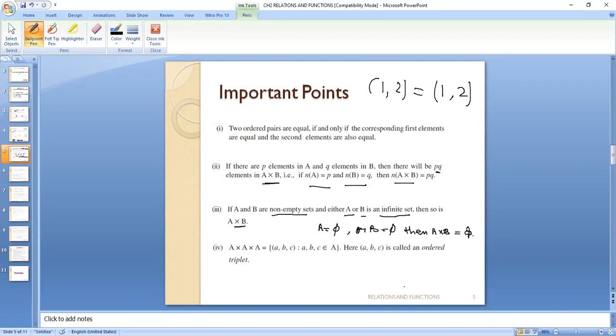Then the third, this is called an ordered triplet. A by A by A. We are taking the product of three sets, and the set is itself only the same set. Ordered pair: when we are multiplying two sets and we have two elements in one round bracket, we say it is an ordered pair. And when we are multiplying three sets, we will have the set of ordered triplets of three elements A, B, C, where all the elements belong to the set A. Here ABC is called an ordered triplet.